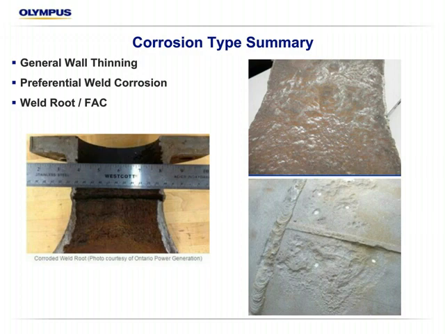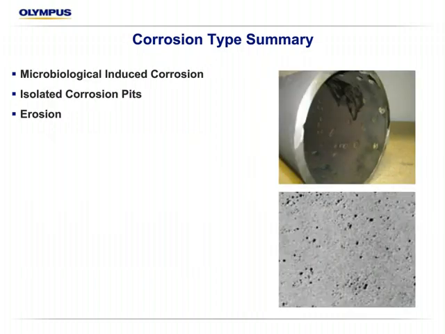But there are a lot of other ones that are very concerning for some industries, like preferential weld corrosion, shown here, where the corrosion is actually attacking at or near the weld or heat-affected zone. This one can be really difficult to detect because of the presence of the cap of the weld. Some of the traditional methods might not be so viable, so we'll touch on that one a little bit later. Weld root, flow-accelerated corrosion, microbiological induced corrosion, isolated corrosion pits, and then we lump erosion in as well.